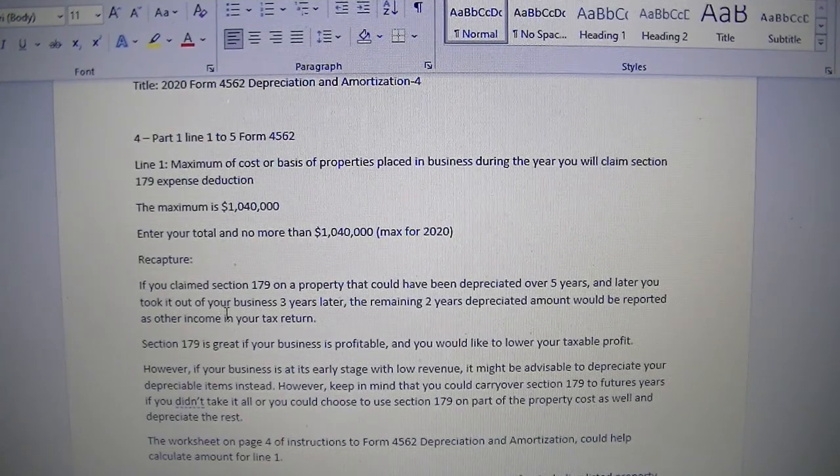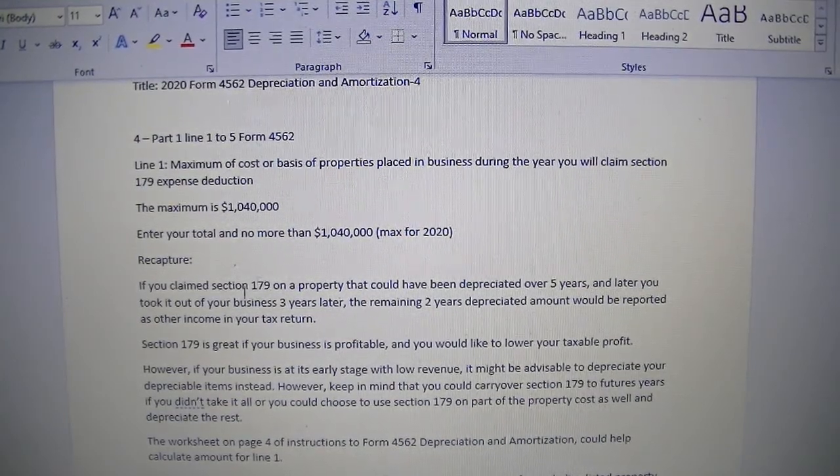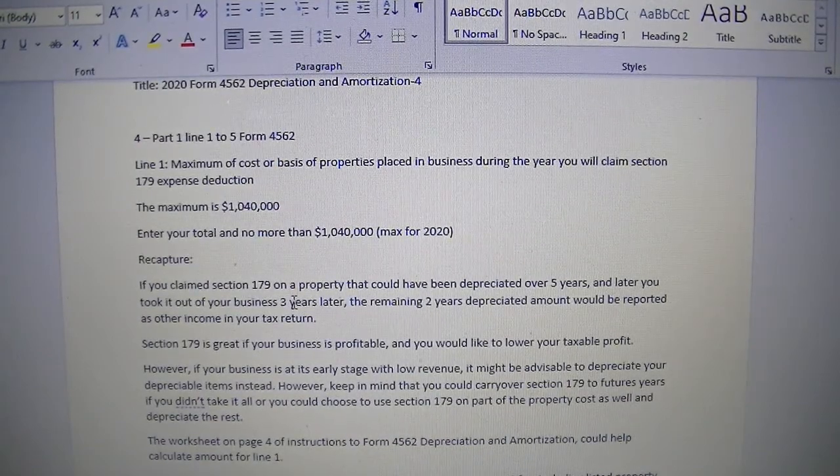If you place an asset in your business and you expense it using Section 179 and you don't use it for the time it was supposed to be fully depreciated, if you are using regular depreciation, a lot of times you'll have 5 and 7 years for many assets that you use in your business.